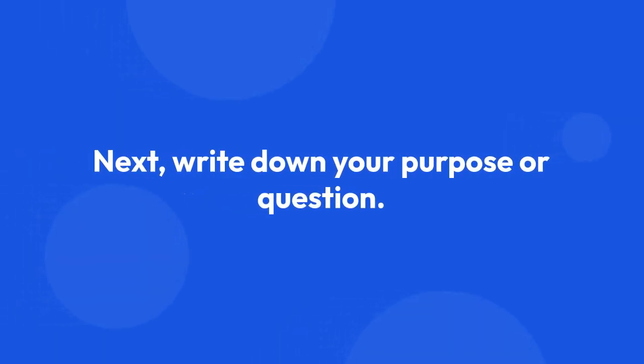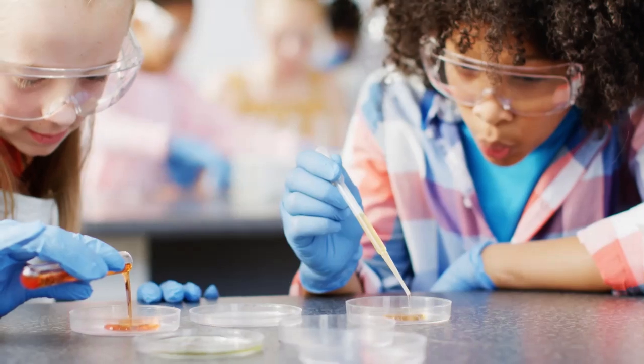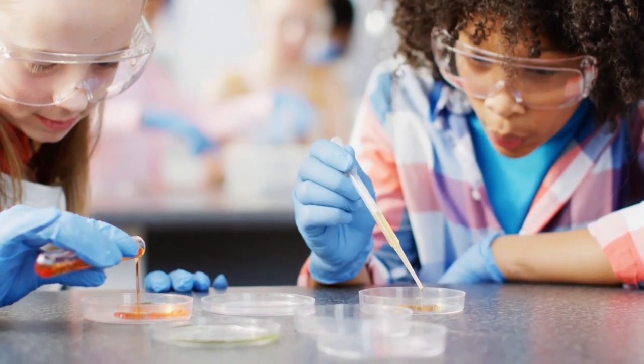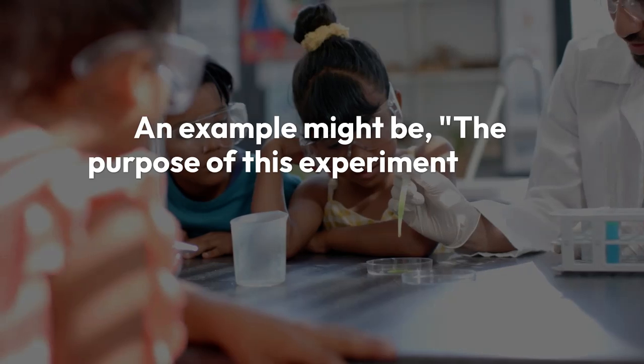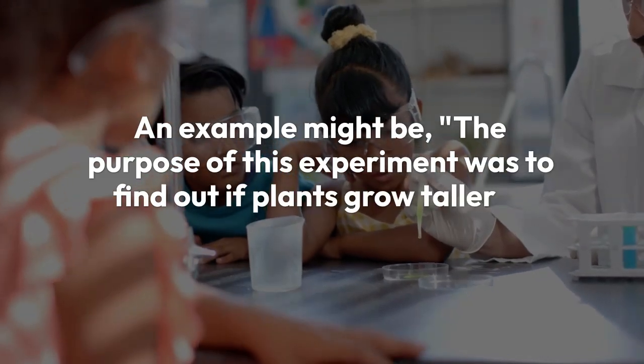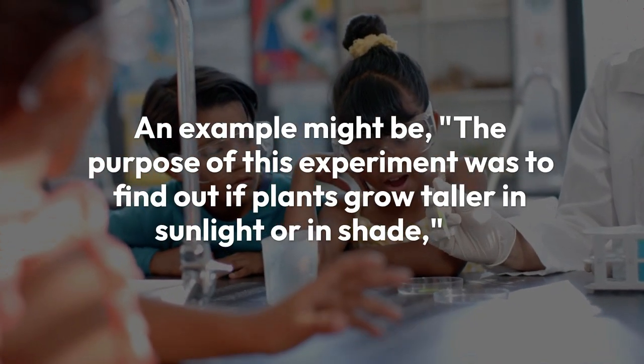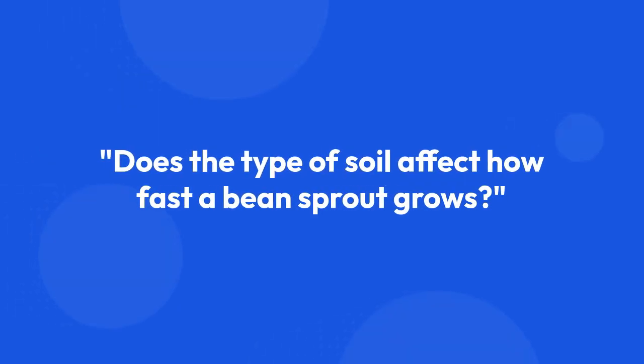Next, write down your purpose or question. This is why you did the experiment. What were you trying to find out? An example might be, the purpose of this experiment was to find out if plants grow taller in sunlight or in shade. Or, does the type of soil affect how fast a bean sprout grows?